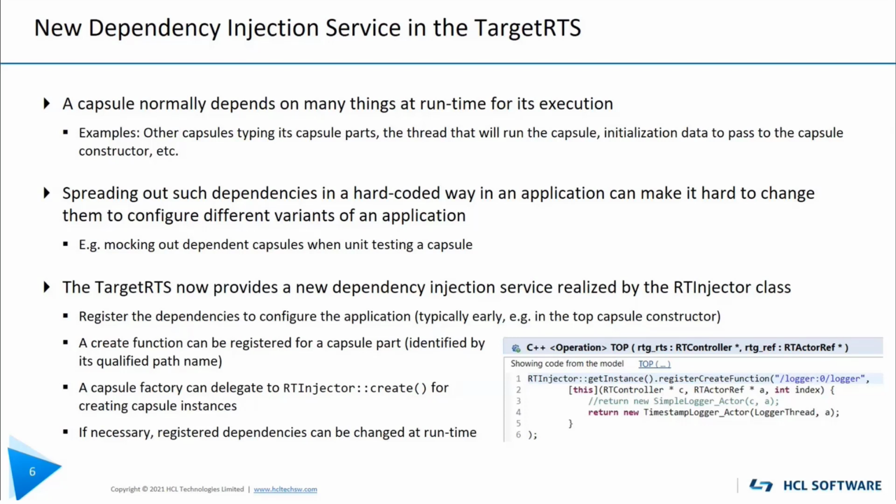So you can access it by calling get instance, and then there is one register create function that registers a create function against a capsule part. The capsule part is identified by its qualified path name, the same that is used in the model debugger. And then there is also a create function that actually creates the capsule instance, and it takes those registered dependencies into account. Typically, you do this only once at startup, but it's actually also possible to dynamically change the registered dependencies at runtime if you need that flexibility.